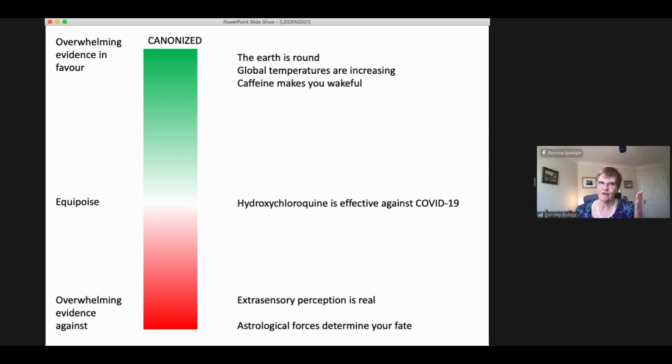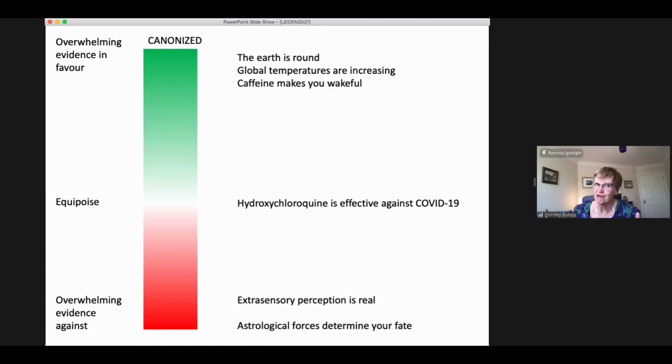So the Earth is round, well, spherical. Global temperatures are increasing, I think, has moved up into that green zone, or in a much more mundane level, caffeine makes you wakeful. If you started trying to publish a paper that said that was not true, you'd have a hard time because people have got a strong prior. If you go down to the bottom here under the red, there are other things where there's overwhelming evidence against them. If you tried to publish a paper saying that astrological forces determine your fate, you would have a hard time in a science journal because people just don't believe it.